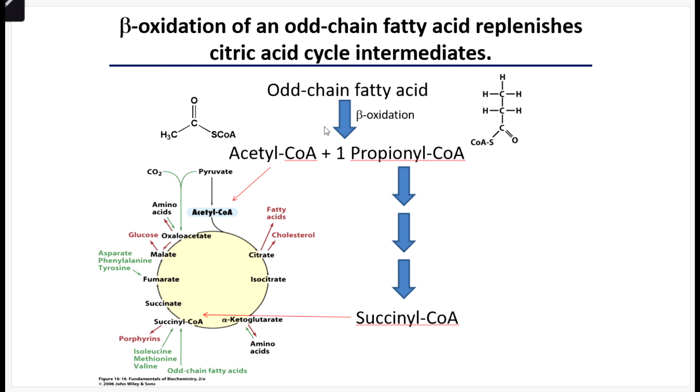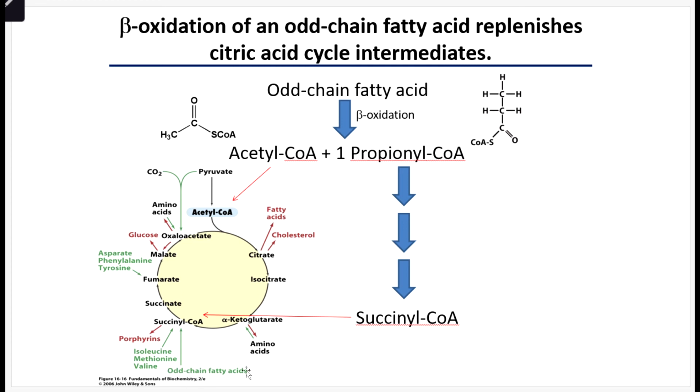And so we take this odd chain, so we have acetyl-CoAs, which are all being funneled into the citric acid cycle, and then 1 molecule of propanyl-CoA. This is what's left over after you do beta oxidation of an odd chain fatty acid all the way to the end. And so this propanyl-CoA can, through 3 enzymatic steps, be converted into succinyl-CoA, which can be used to regenerate citric acid cycle intermediates.